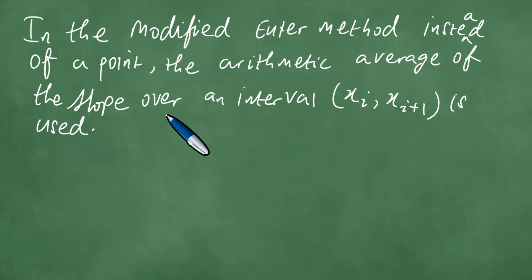Right, so in the modified Euler, instead of a point, the arithmetic average of the slope over an interval is used, and we shall just analyze that.